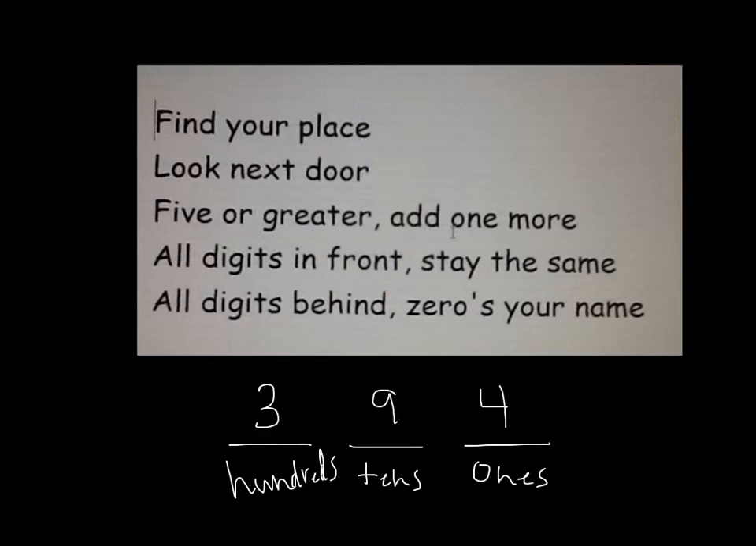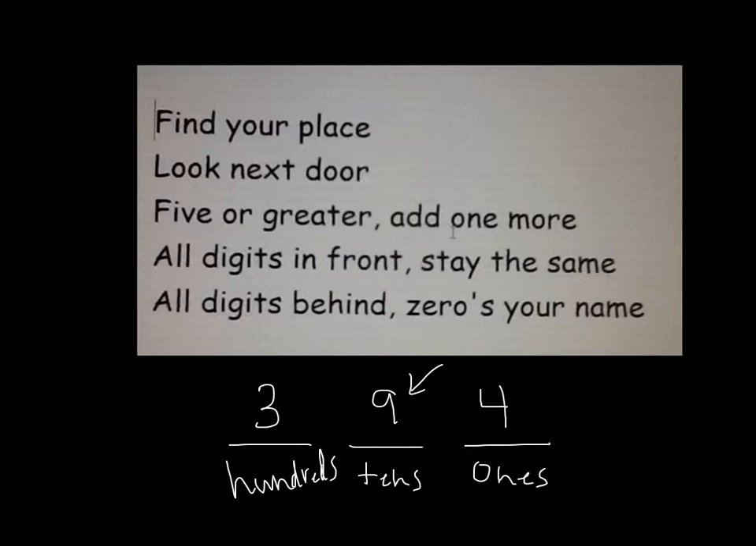Here's a little saying that can help us remember how we do our rounding. Let's pretend we want to round to the nearest 10. So the saying goes, find your place, look next door, 5 or greater, add one more. All digits in front stay the same, all digits behind, zeros your name. So when we look at it, first says find your place, so we found our place. We're rounding to the tens.